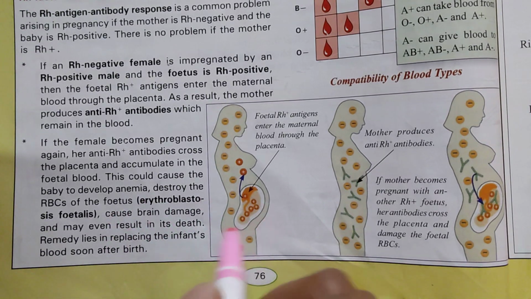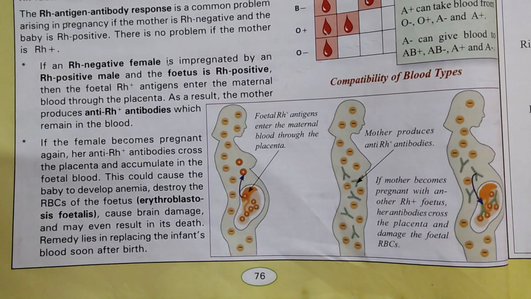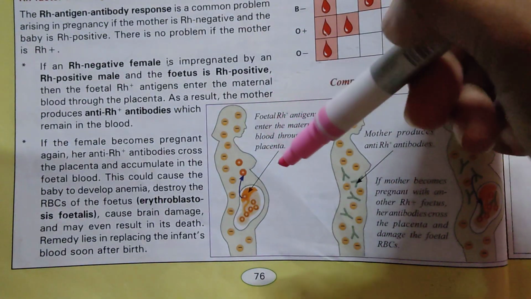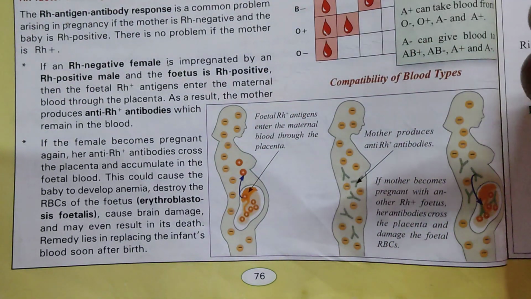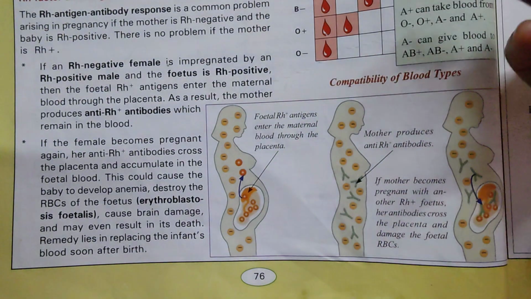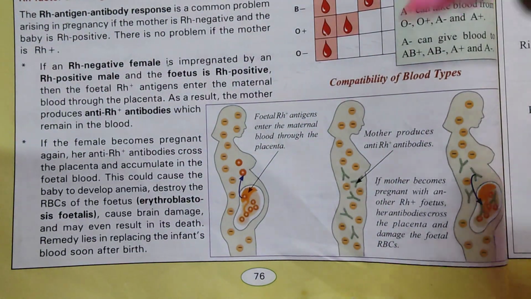Now this will cause brain damage and will result in death. Obviously, if all the blood cells, the RBCs, die, then the blood will not reach the brain, the brain will get damaged, and slowly the body will also get damaged, and the baby will die.